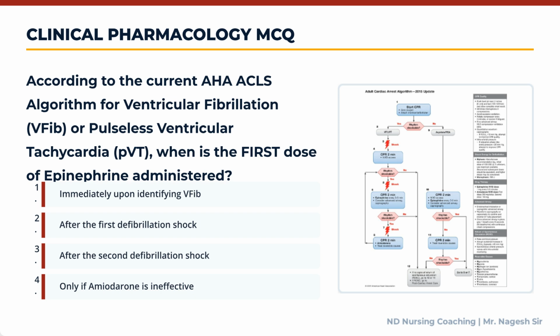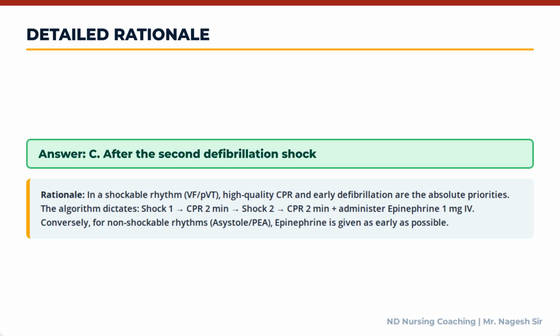According to the current AHA ACLS algorithm for VFib or pulseless VTach, when is the first dose of epinephrine administered? The correct answer is C, after the second defibrillation shock. For non-shockable rhythms, epinephrine is given as early as possible. However, for a shockable rhythm, high-quality CPR and early defibrillation are the absolute priorities.